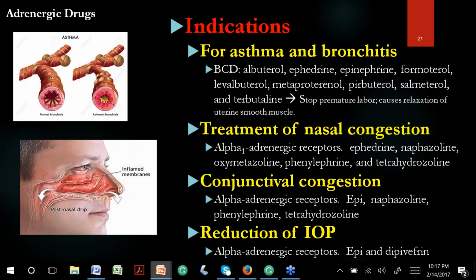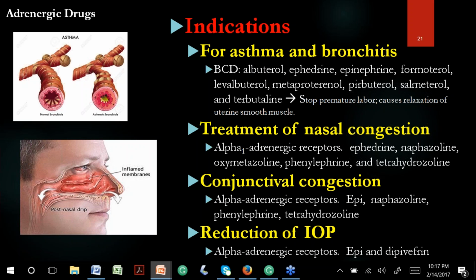Remember, the organs have different amounts of alphas and betas. So, for example, the lungs have a larger number of beta 2 receptors. So that's why albuterol is effective in the lungs. Treatment for nasal congestion.